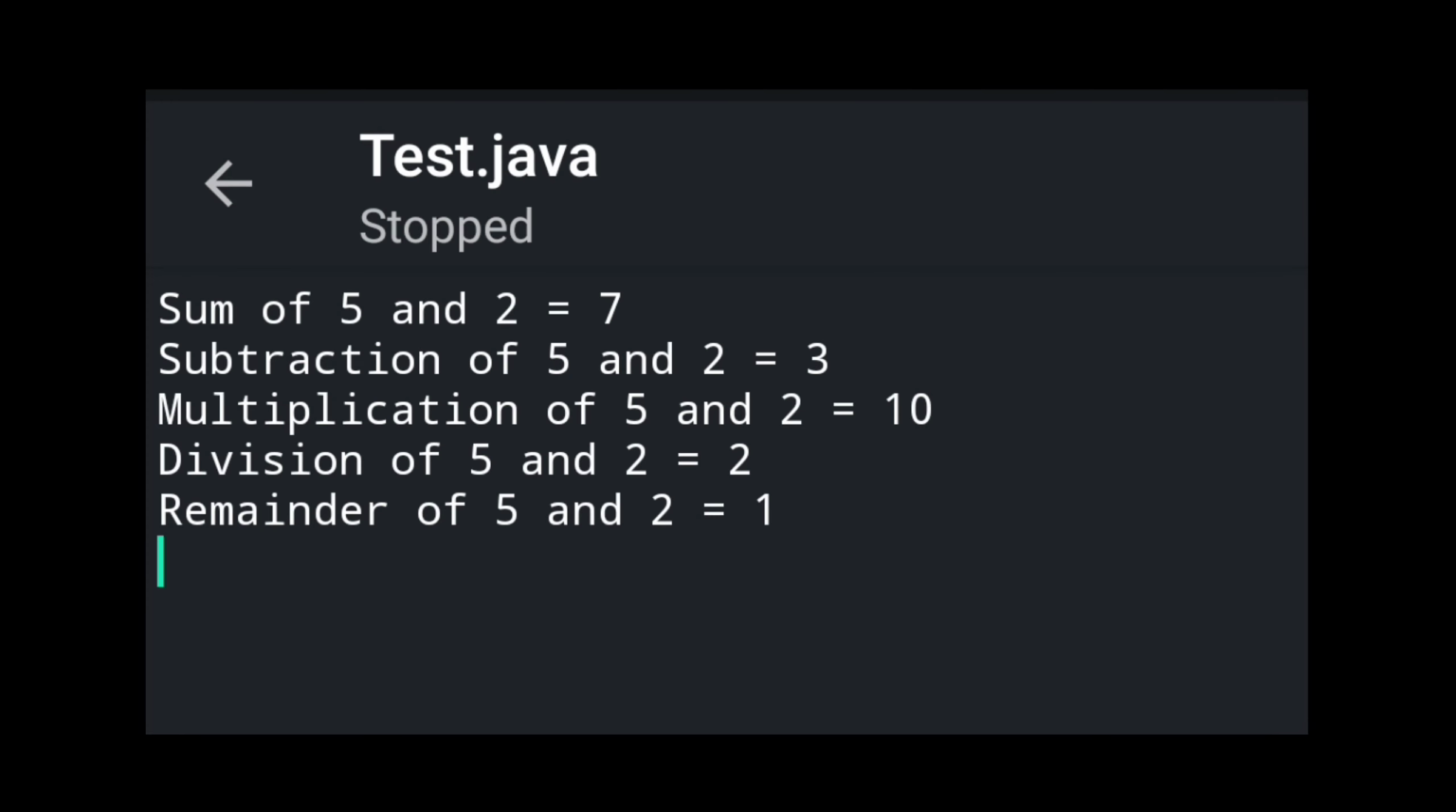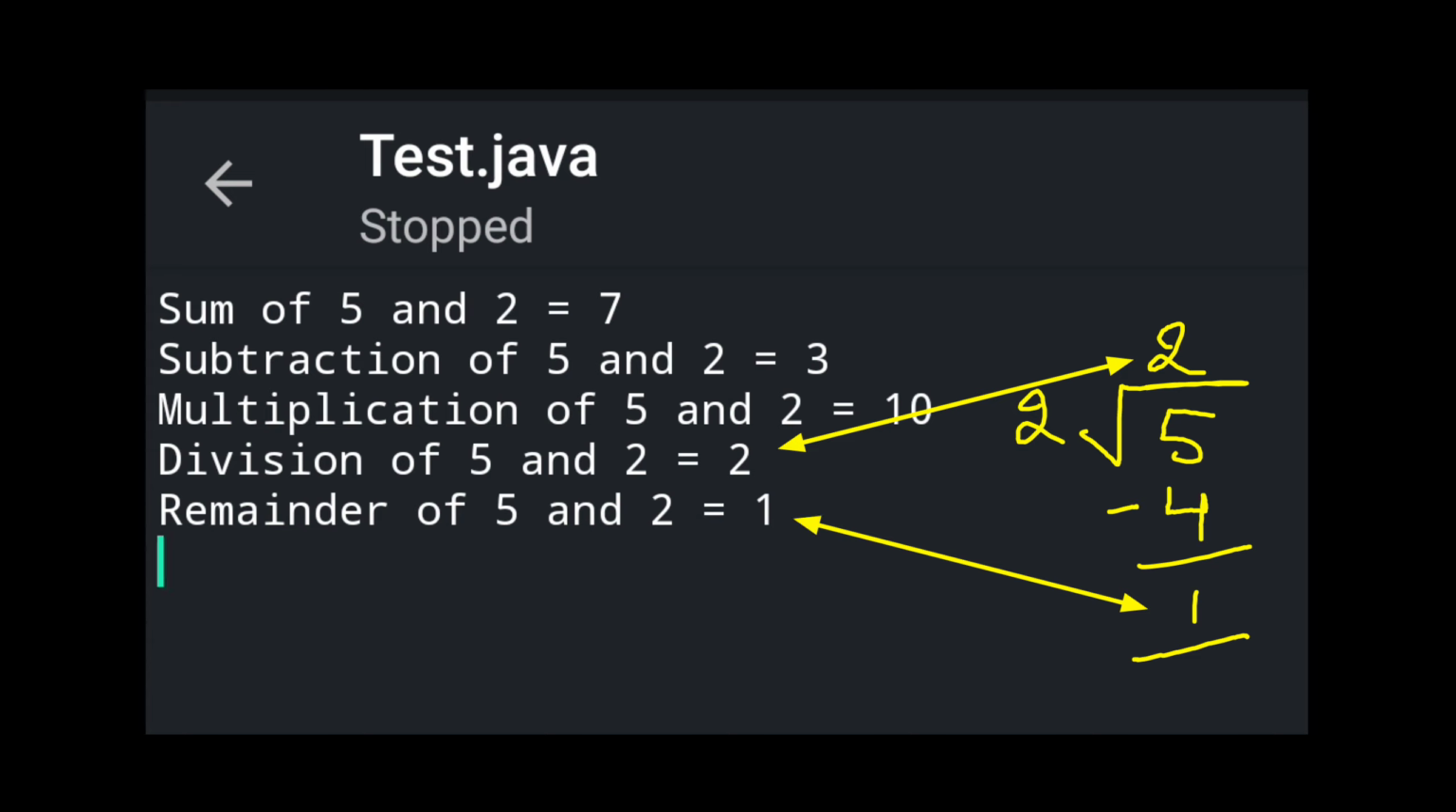Okay, it is here. Sum of 5 and 2 is 7. Subtraction, 5 minus 2, is 3. Multiplication is 10. Division is 2 for 5 over 2, because it is integer division. Integer division will return only 2, not the decimal part. Then remainder is 1, meaning after dividing 5 by 2, whatever is left is called the remainder. The remainder operator will return only the remainder of the division.